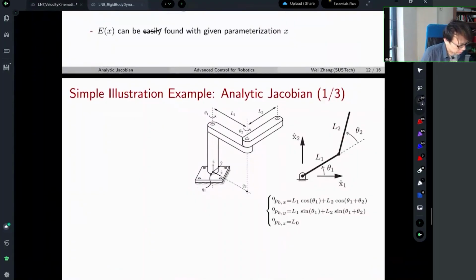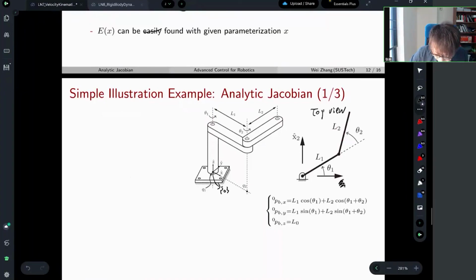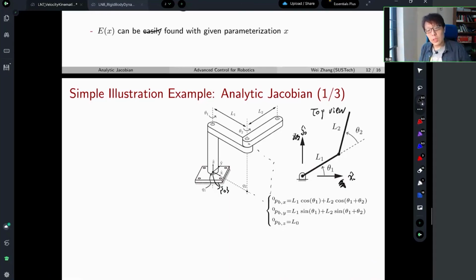Let's work on this example again, the simple one, just to let you see some flavor of it. Here is my 0 frame, or S frame, okay? This is a top view, and this is my home position of this 2R robot. To be more precise, this direction is X0 hat, and this should be Y0 hat. From the top view, these two arms look like this, and this is my X direction, this is my Y direction.